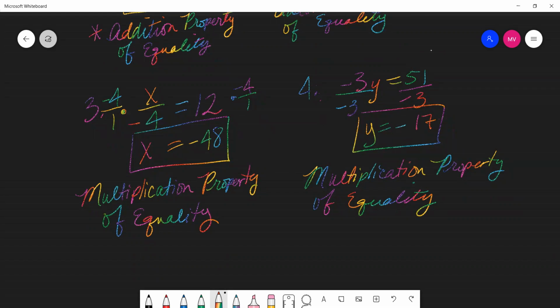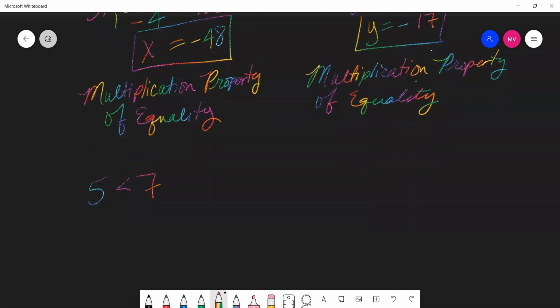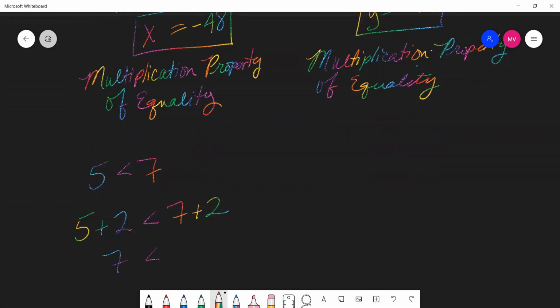And they give us a case here. So they give you the case of, is 5 less than 7? Yes, 5 is less than 7. What if I added 2 to both sides? Is my inequality still the same? Is 7 still less than 9?